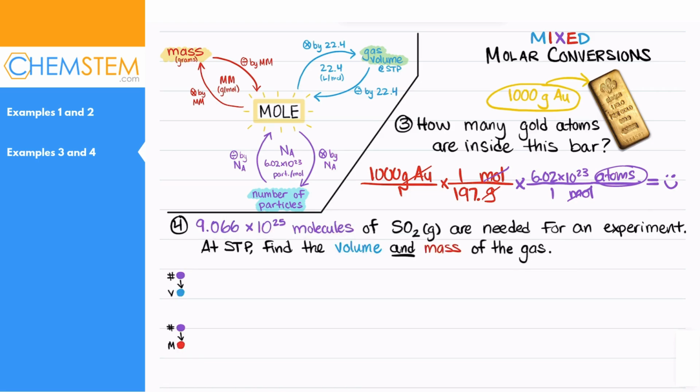For number 4, we are given a large number, 9.066 times 10 to the 25, molecules of sulfur dioxide gas, and we want to find the volume of this gas at STP as well as the mass of the gas. Mass does not depend on temperature and pressure, but volume does.